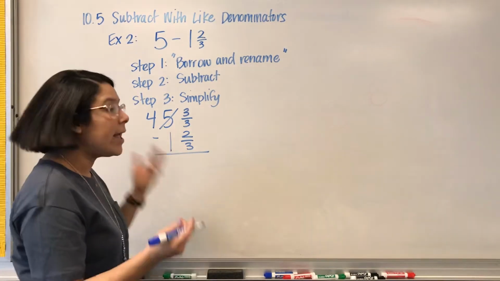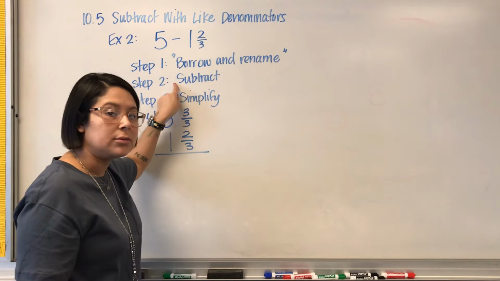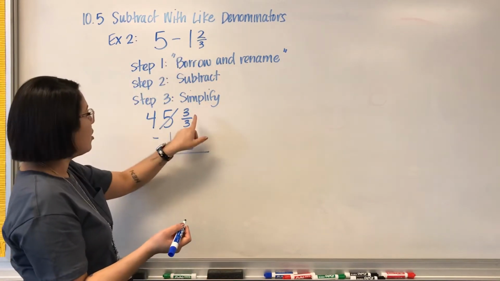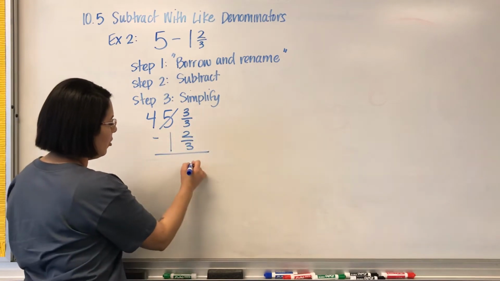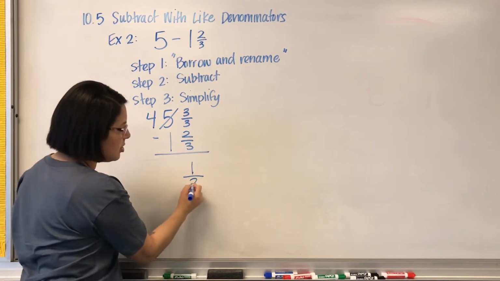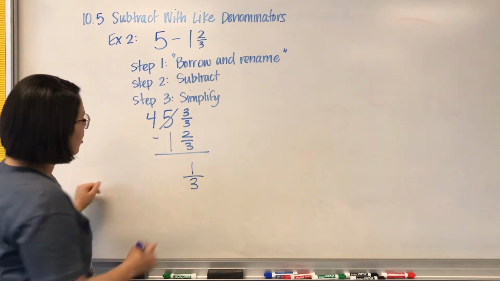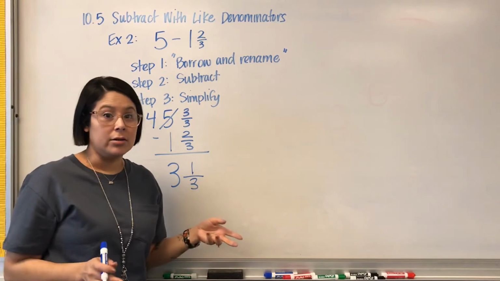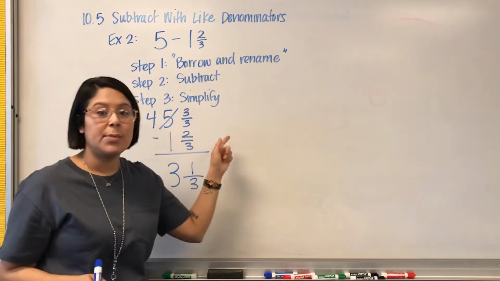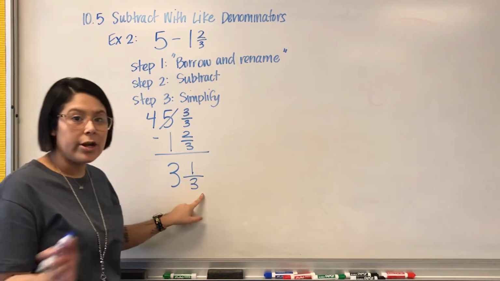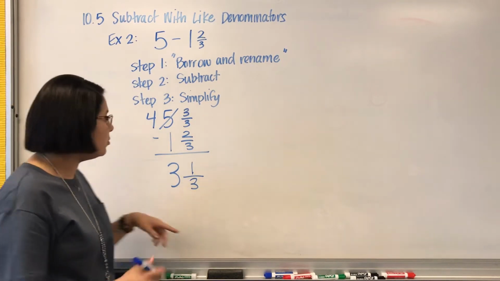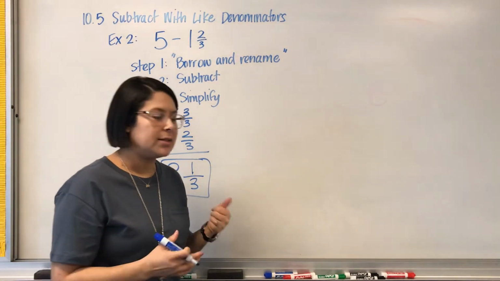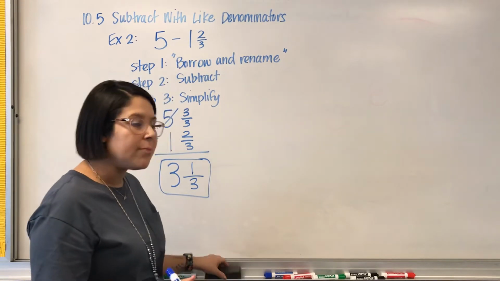Okay, so now step 2, subtract. Just subtract. We already know how to do that. We just did it on the first example up there. So 3 minus 2 is 1, my same denominator. 4 minus 1 is 3. Okay, am I done? Step 3 is to simplify. Do I need to simplify, or am I done? I'm done. So there's my answer. We're going to do another example that's a little bit harder, has a little bit more steps.